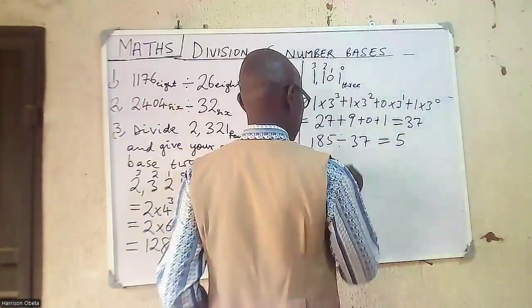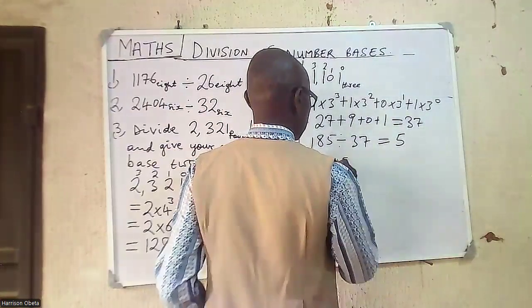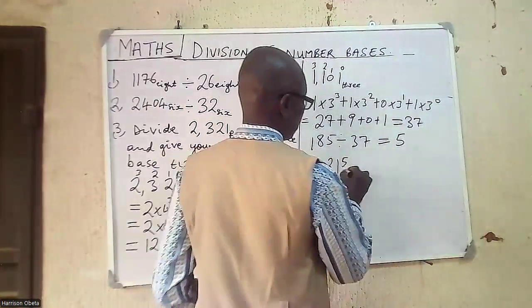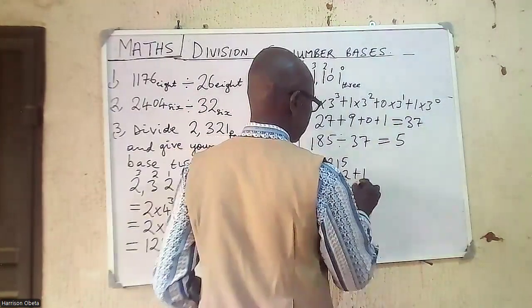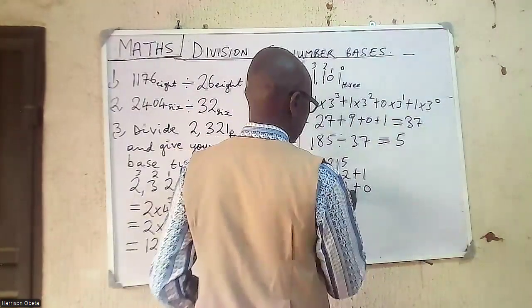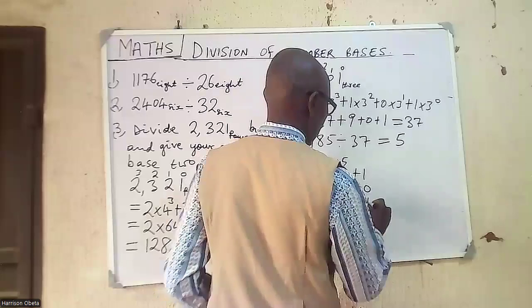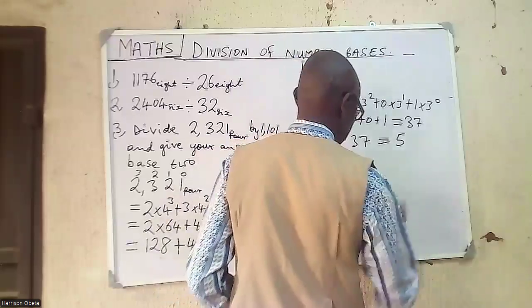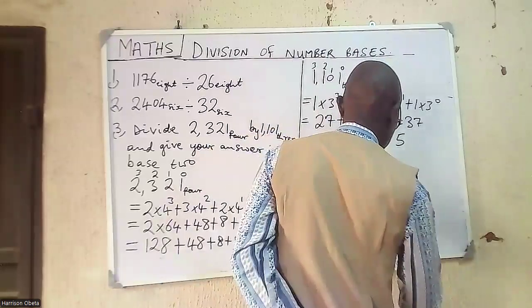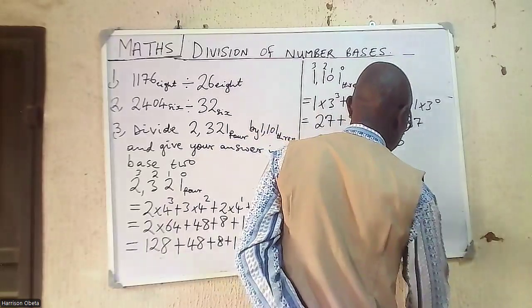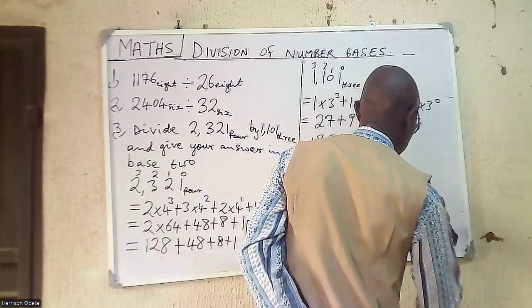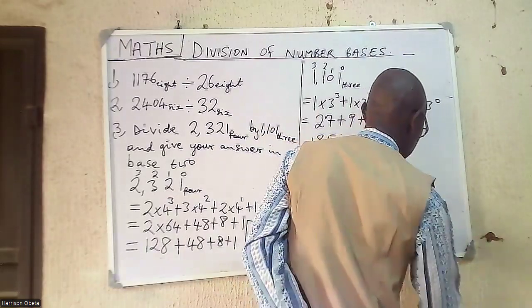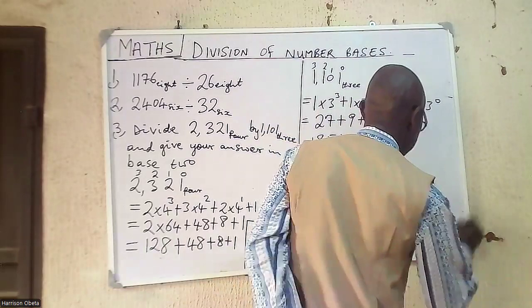So we have it like this. 2 into 5 is 2, remainder 1. 2 into 2 is 1, remainder 0. 2 into 1 is 0, remainder 1. So we have our answer like this. And that means the final answer is 101 base 2. So that is the final answer to that.